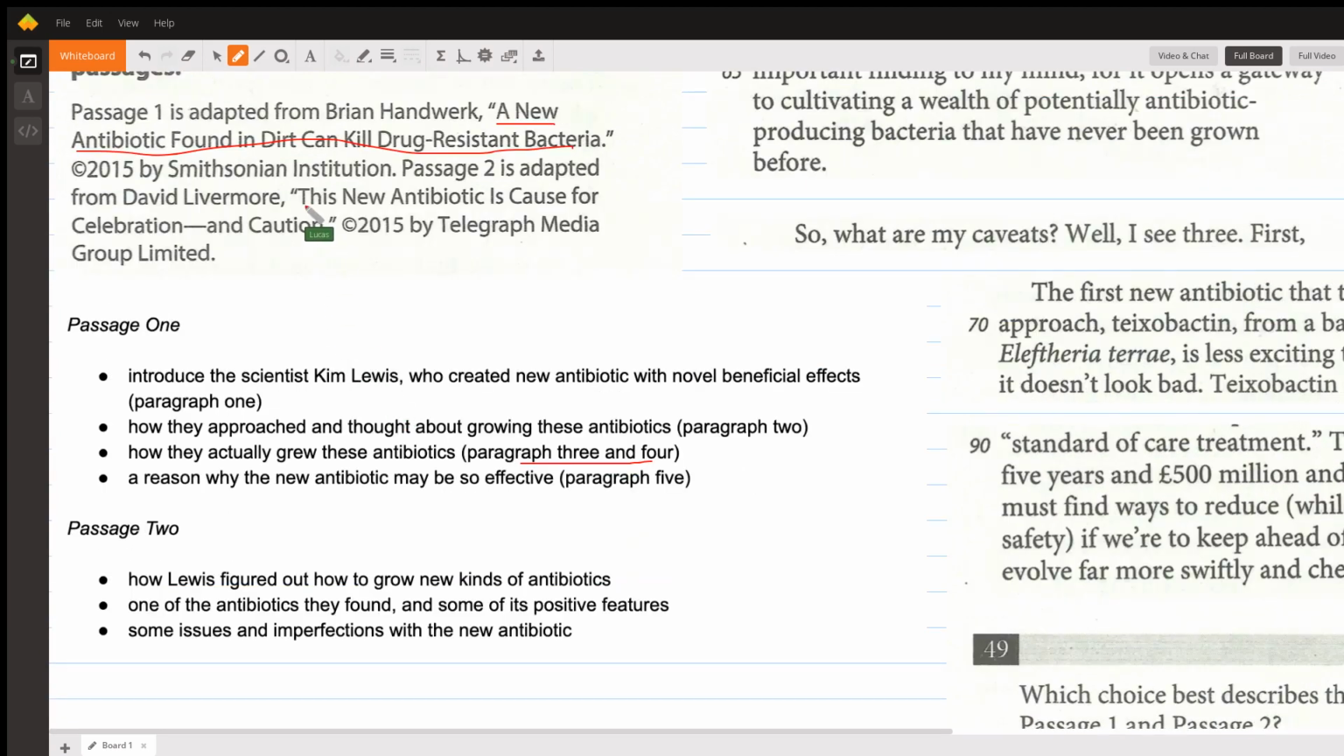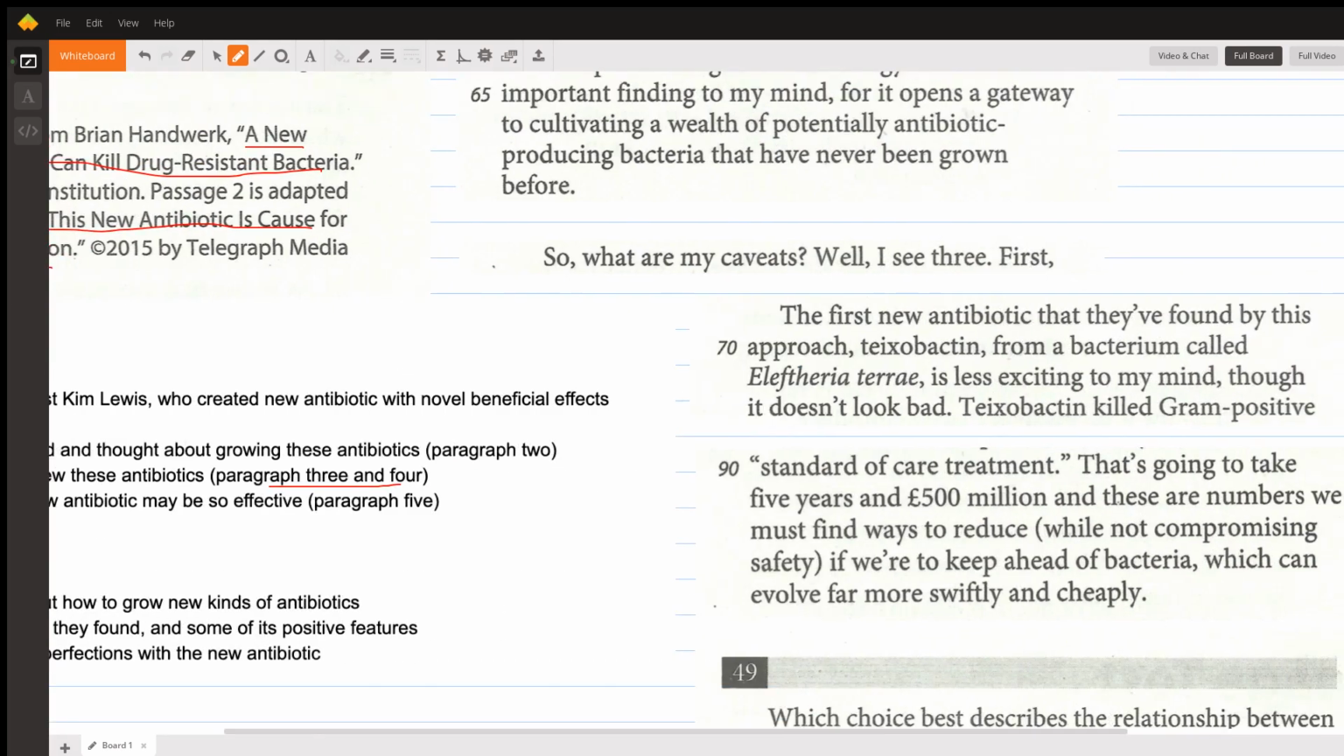This next one, passage 2, is titled "This new antibiotic is cause for celebration and caution." Basically, there are some good things and some bad things about it. So we're already getting a basic structure of what these two passages are about. Passage 1 is more positive, just outlining, here's this new drug. Isn't it awesome? Isn't it cool? The second passage is analyzing and saying, here are the new findings. There are some good things, there are some bad things.